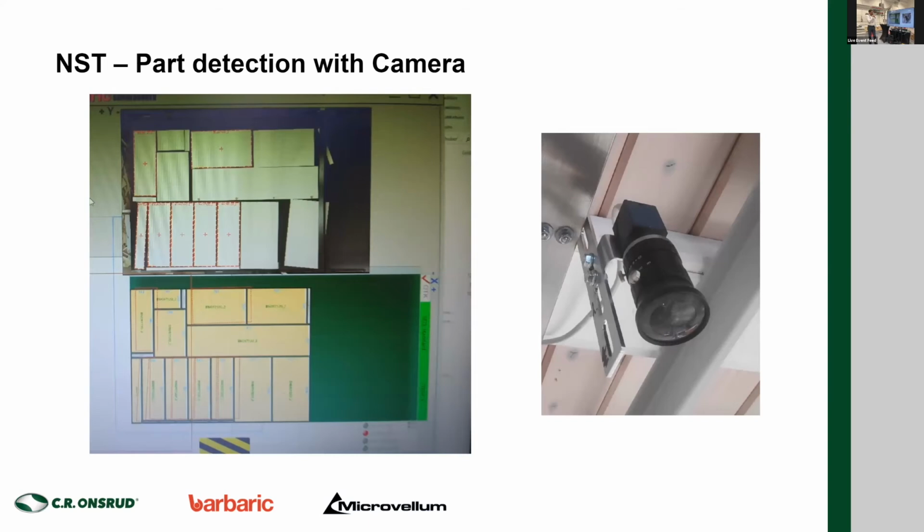Some more on that part detection. So here you can see the nest that's being sent from the CNC. So that's the actual nest, but as it's getting pushed off, you see some of these parts get rotated. So it's essential that we adjust that during offloading.